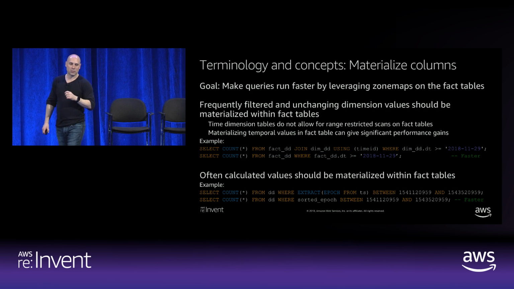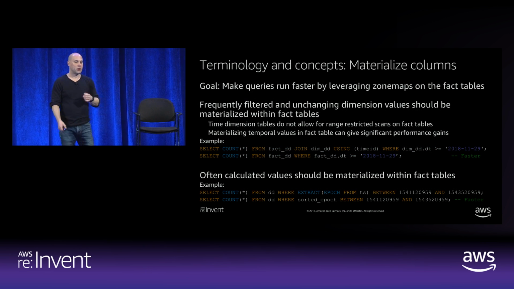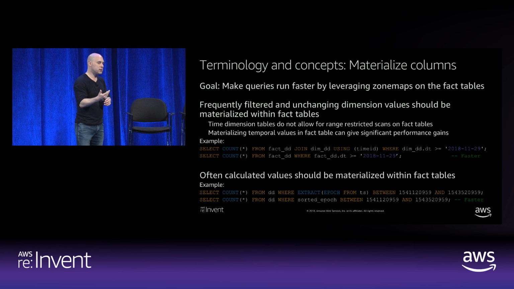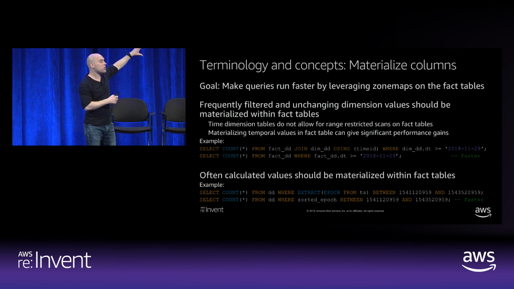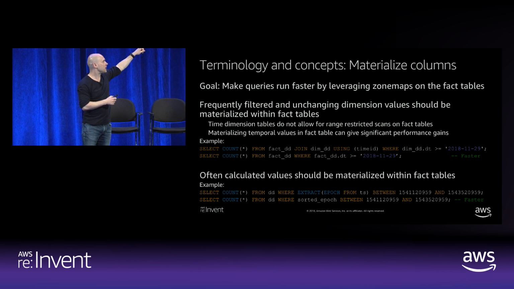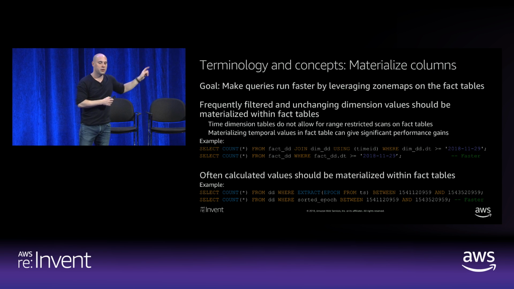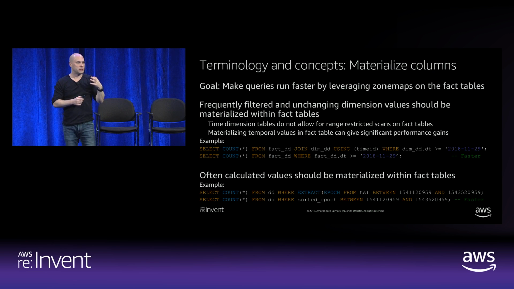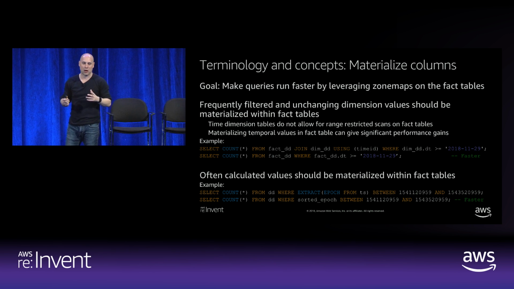This next piece is materializing columns. Again, this is also to make Redshift able to leverage the zone maps better. Sometimes I'll see, I'll just step back. There's two things on this slide. One is with dimension tables, and the other is with functions and such. So I'm going to talk about the dimension tables first, because this is actually one of the most common ones.